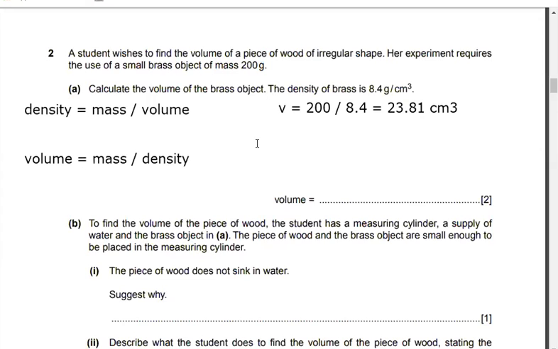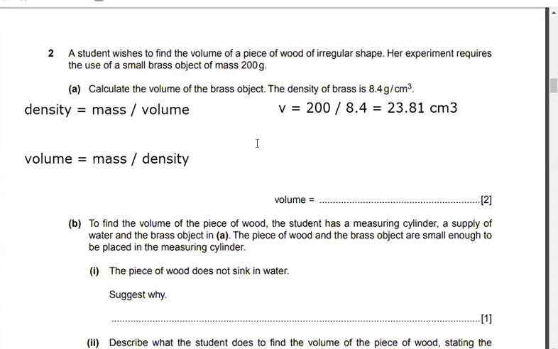If it was density, then it can be gram per centimeter cube. But if it is volume, then it has to be centimeter cube or meter cube or something like that. Okay. Next question.